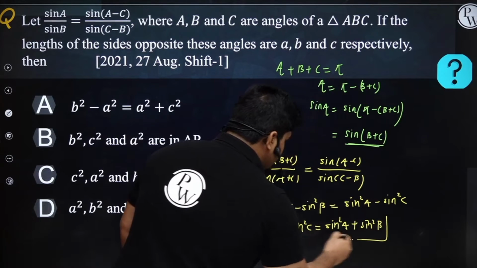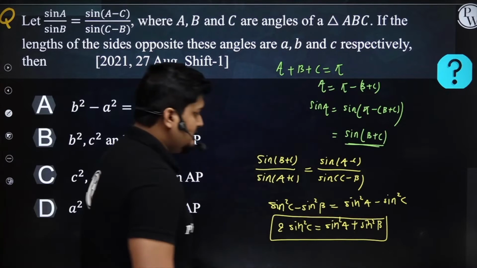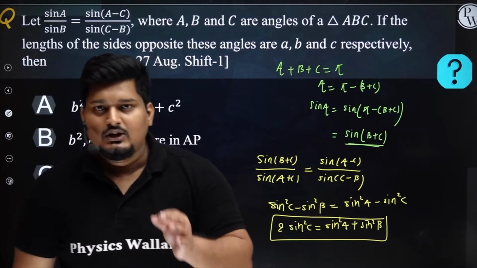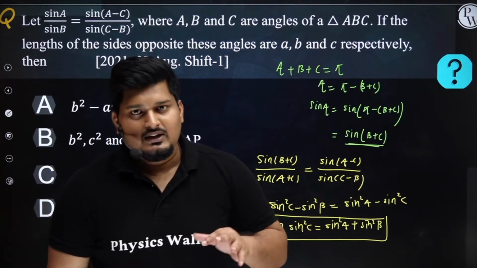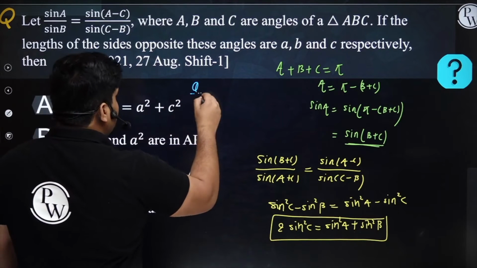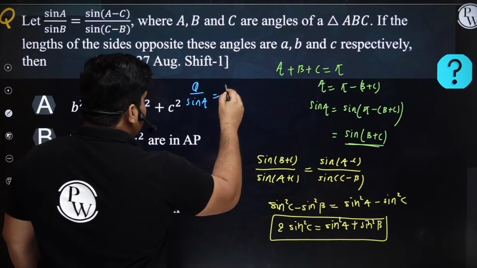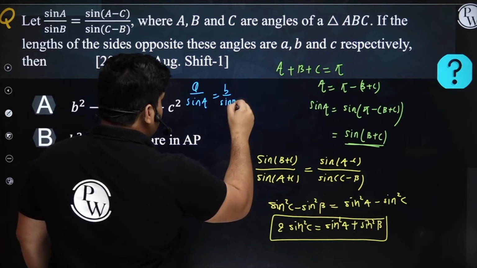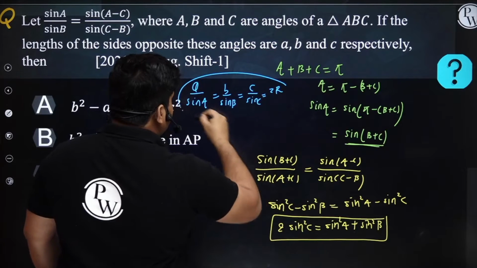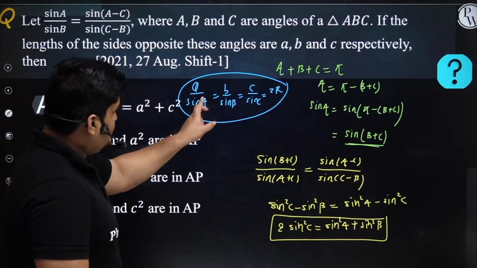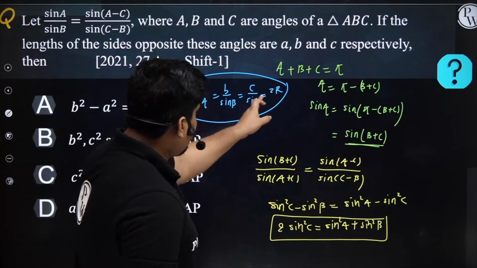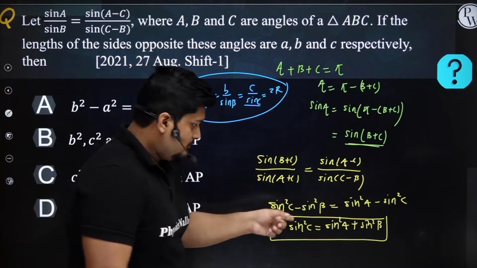And what do we know? We need a relation between sides, and we have got a relation between sines of these angles, and we have a direct result which gives us the relation between these two. And what is that? That is the sine rule. It says that a by sin A is equal to b upon sin B is equal to c upon sin C is equal to 2R. So I'll replace sin A with a by 2R, sin B with b by 2R, and sin C with c by 2R.